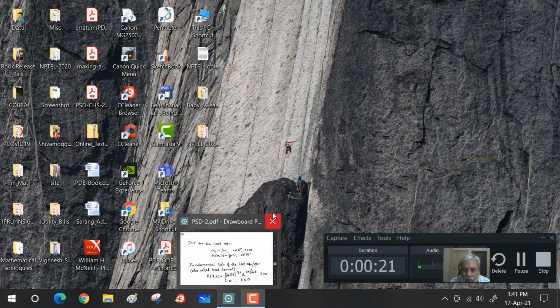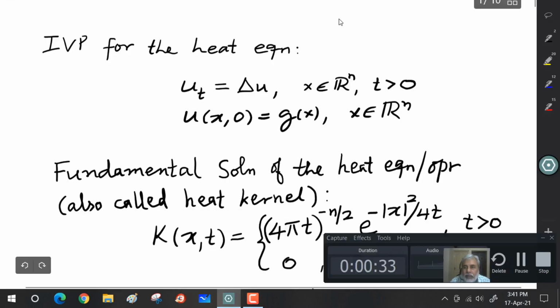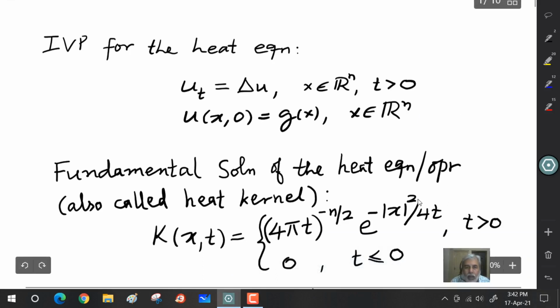Last time we were discussing the initial value problem for the heat equation, and in this lecture we continue to do that. Okay. So recall, we are discussing this initial value problem for the heat equation in the whole of Rn.